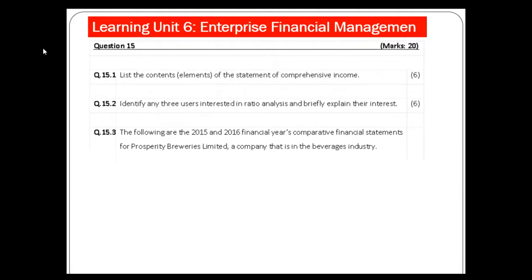It says, list the contents or the elements of statement of comprehensive income. Remember, the statement of comprehensive income is the same as the income statement. Sometimes we call it statement of profit or loss and other comprehensive income. It's where we compare our incomes and expenses to check whether we made profit or loss. So when they mention the element, it means you need to know the layout of this particular statement.